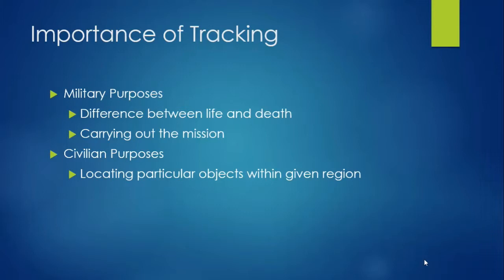But tracking is also used for civilian purposes as well. We can use tracking for locating suspects of a crime, whether or not they're in a street, for example, where there's a camera. We can target which individual in the field of view is the criminal himself, and then be able to tell the police where to locate this target.